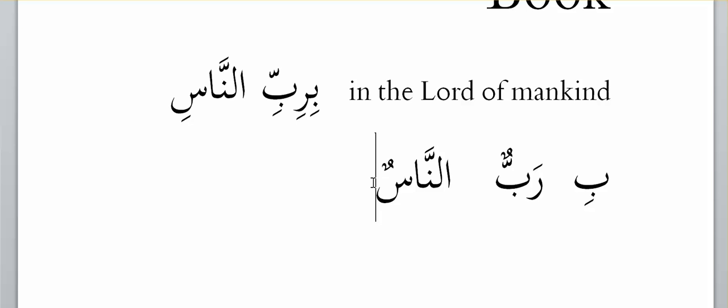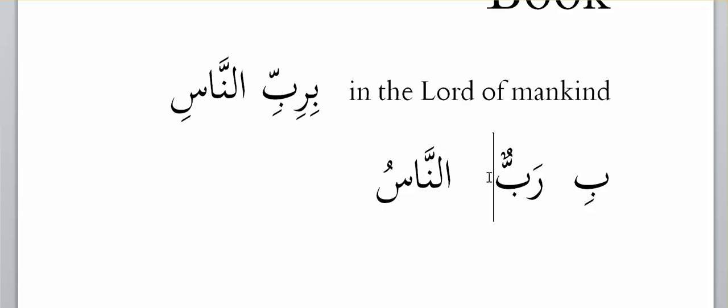Now, when you put alif and lam, you have to drop the tanween. Look at this now. So when we put alif and lam, we drop the tanween, we put a single dhamma. It becomes an-nasu. Look, the next thing we do is possession. I'm showing you how we're forming the Rabbin Nas from the three words Bi, Rabbun, and Nasun. So I'm taking you through the steps. The first step was to add alif and lam to an-nas and it becomes an-nasu.